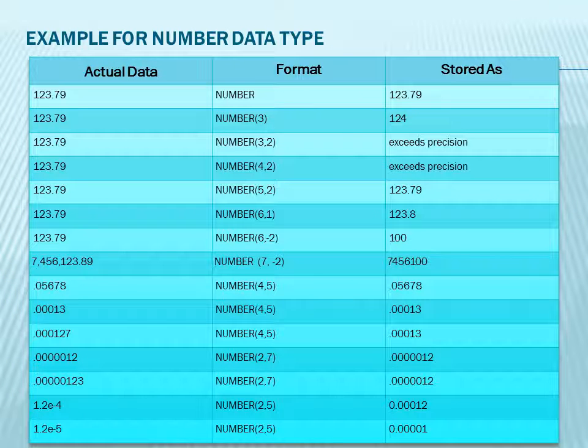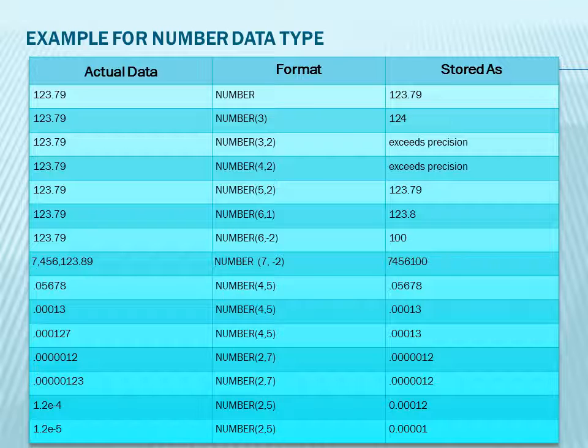Let's see the example for number data type. You can see the actual data format and how it is stored. The actual data is 123.79, but the data type we have given is simply number, without parentheses. If we give it like that, it is stored the same as the actual data.